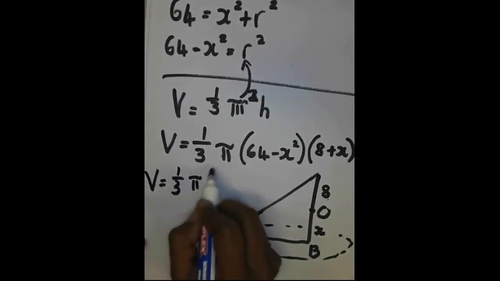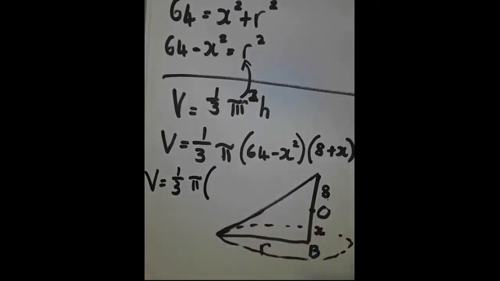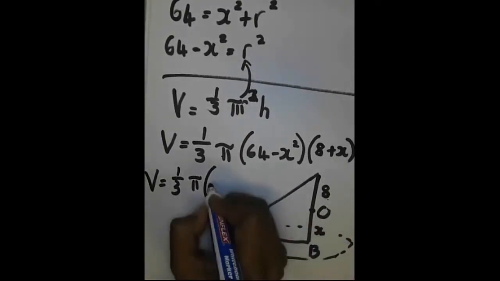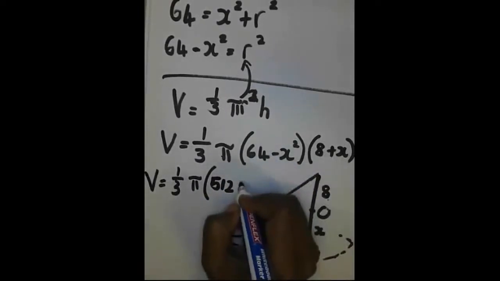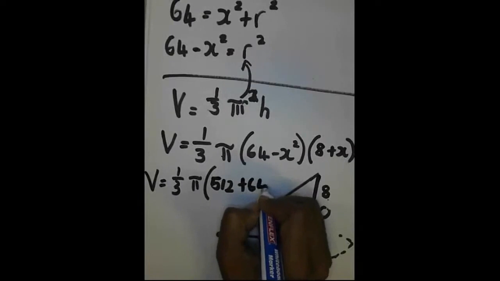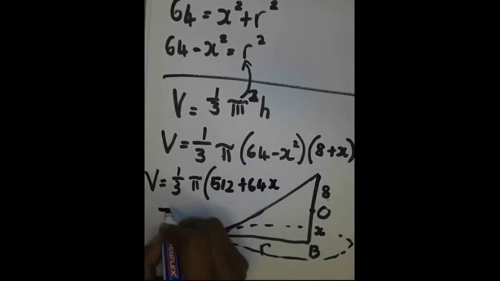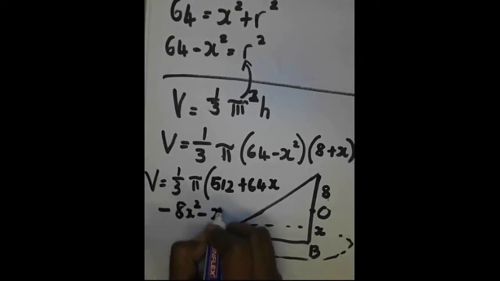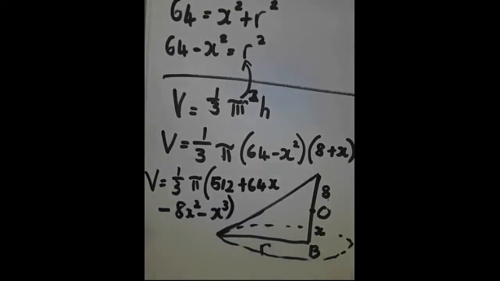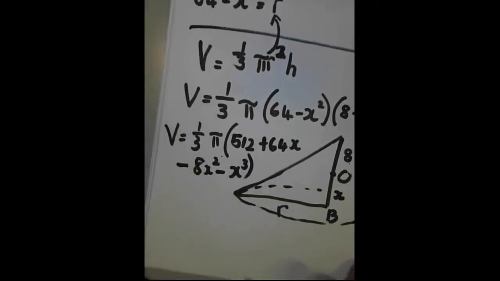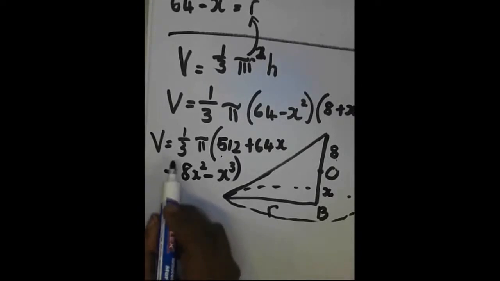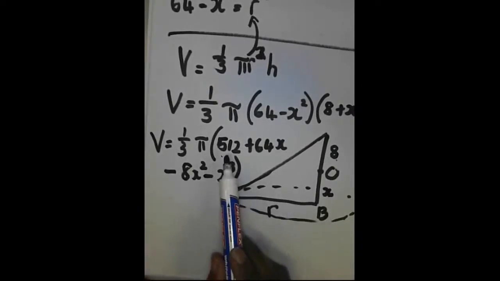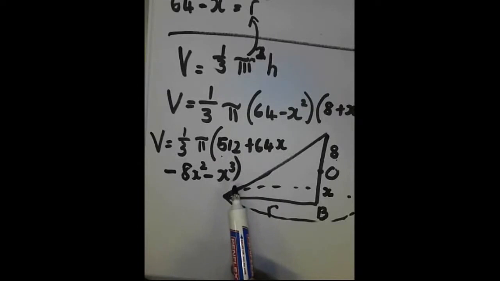So 1/3 pi. 64 multiplied by 8 will give me 512. Then I'll get 64x minus 8x squared minus x cubed. So those are the 4 terms that I get. And I've still got my pi divided by my 1/3 pi outside. I notice that they are all unlike terms, so I cannot add them.